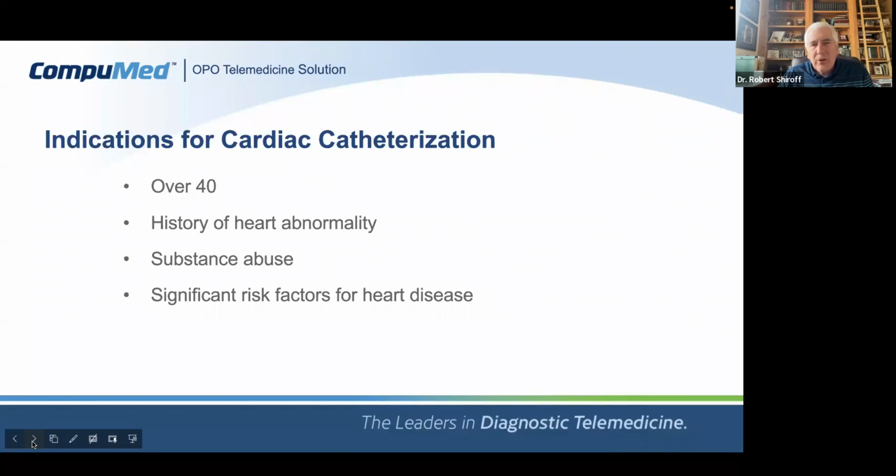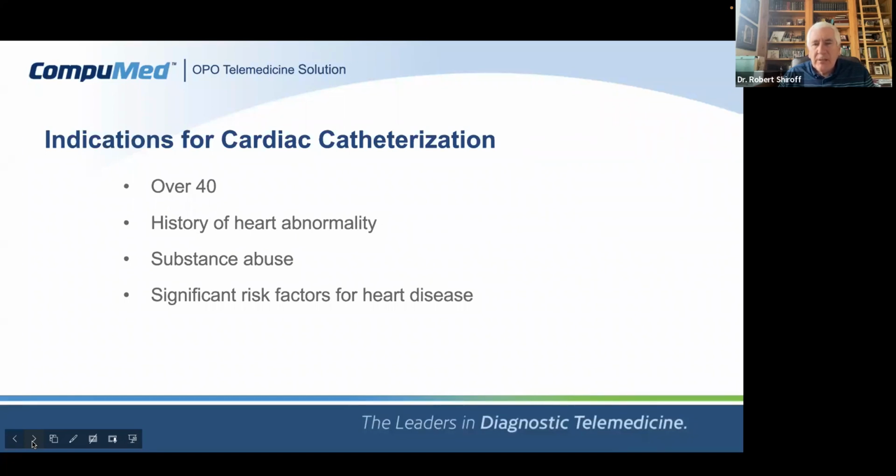The major one besides over 40 is substance abuse with methamphetamine or cocaine, which can affect coronary blood flow and affect the coronary arteries per se, and also cause myocardial injury. Other things that are coming into vogue now, and I think are going to be more so as we get further along in this adventure, are significant risks for heart disease. We're seeing younger and younger diabetics in the United States with the obesity epidemic that's present here. And because of that, if you have hypertension, diabetes, hyperlipidemia, and you have a bad family history, the chances of having coronary disease are higher.